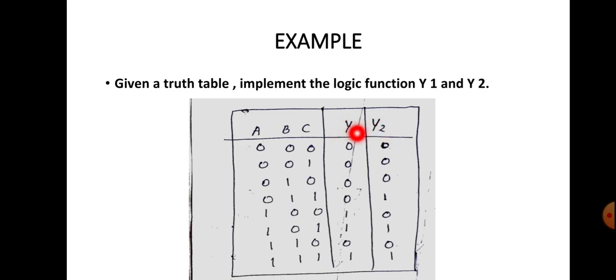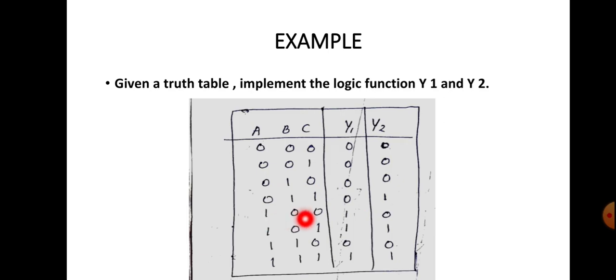So let us make the equations for y1 and y2. Either you can use the K-map method, or you can directly write the equations from this truth table. Okay, y1, what is y1? y1 is 1 only when the input is 1 0 0, then 1 0 1, and then 1 1 1. So corresponding to this y1, what is the input pattern?